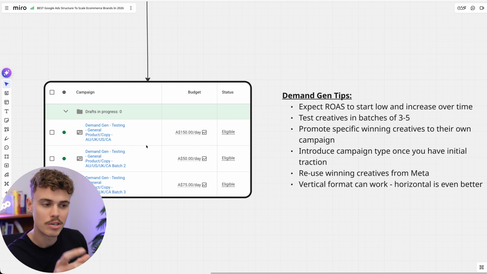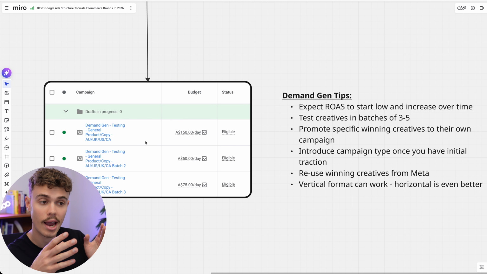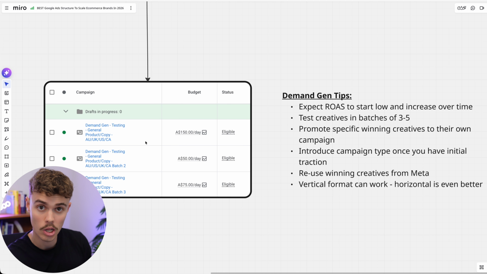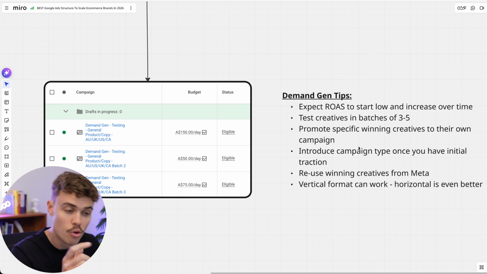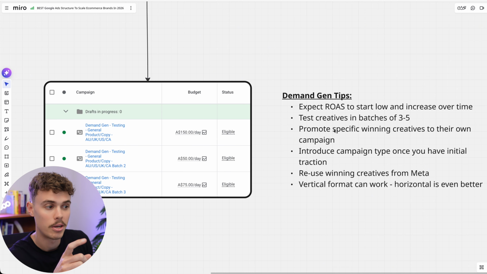within about 2 to 3 weeks of running this brand's successful Meta ads on demand gen, we literally took the Meta ads, dropped them into this campaign in the YouTube format, so they run on the YouTube platform. We were getting a profitable ROAS within about 2 to 3 weeks, and the ROAS is actually still climbing on these campaigns. You want to make sure that when you are testing these demand gen campaigns, though, you only test creatives in batches of 3 to 5 at a time.